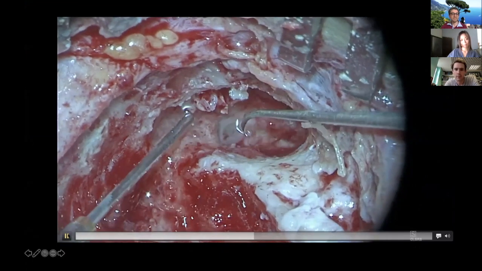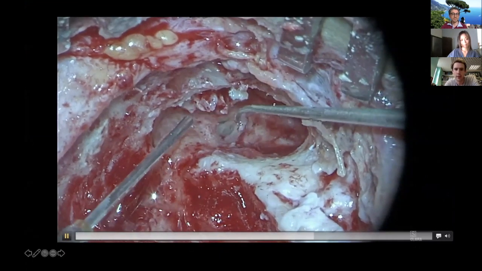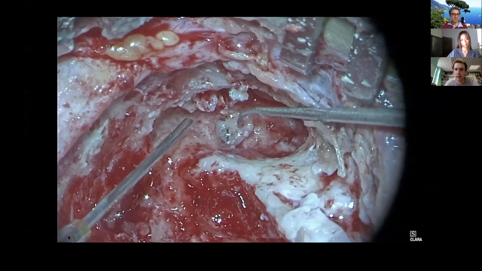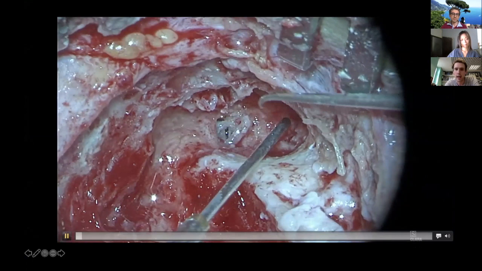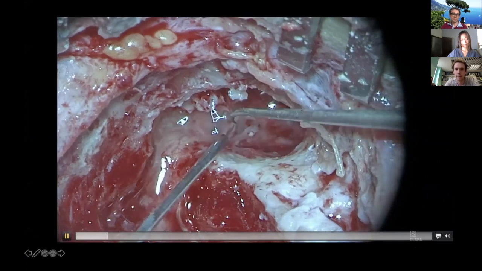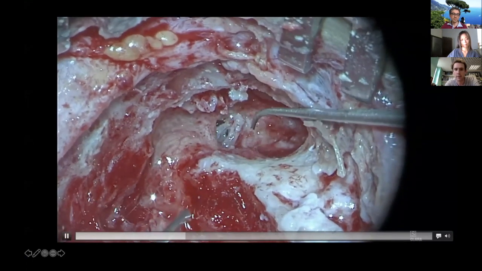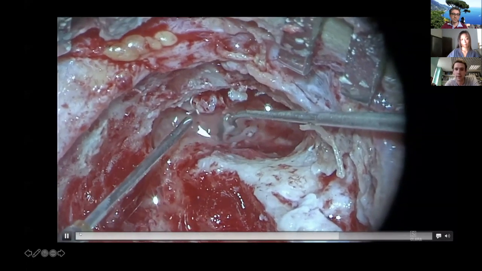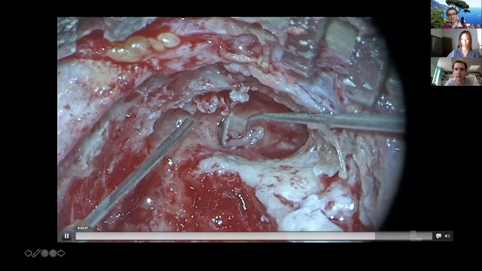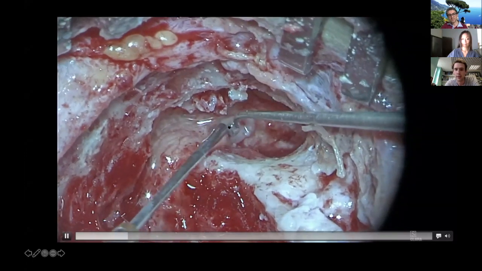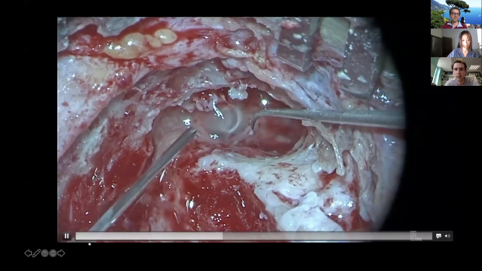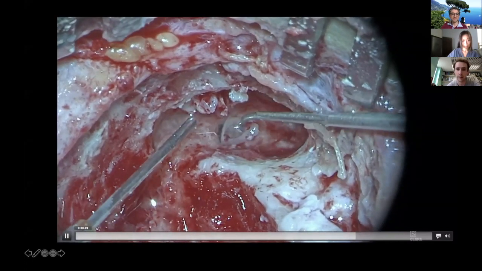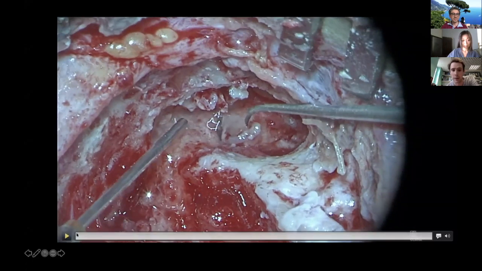IP1's CSF leak through the oval window is classically described, particularly those that have a large connection between the IAC and the inner ear. And this combined with the shape of the stapes means that you're very likely to have a CSF leak. And you can see in this case, you've got a very mobile stapes, which is flapping back and forth with the pulsation of CSF coming from the IAC and the intracranial cavity.